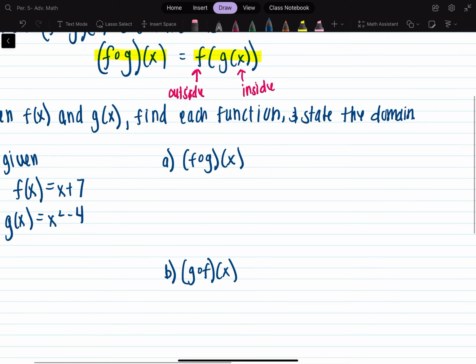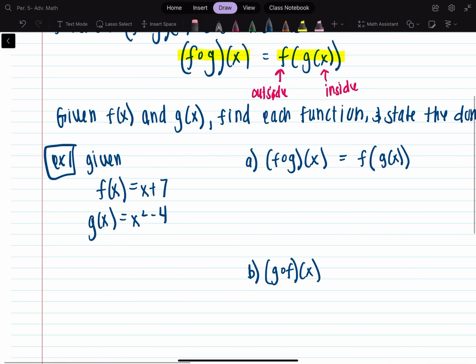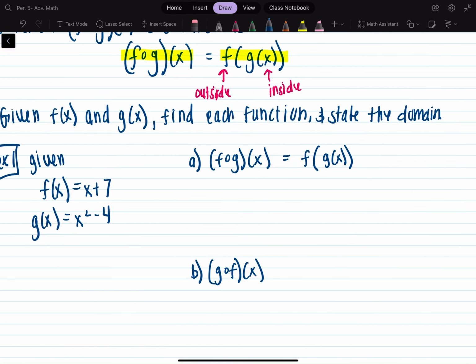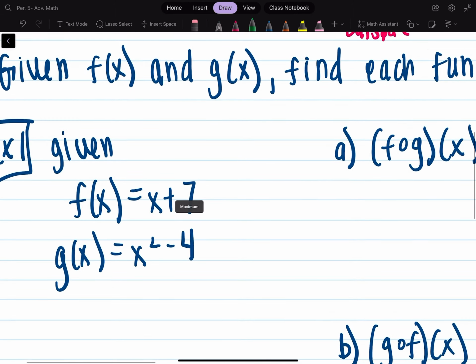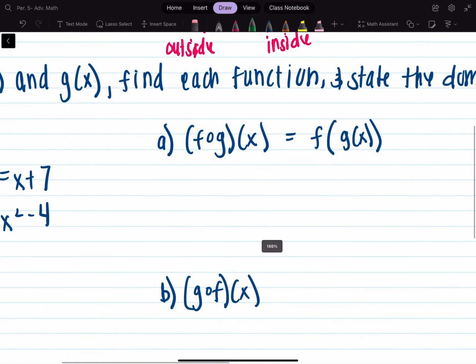Again, by definition, f of g of x is equal to the function f, and then we're going to take the function g of x and just substitute it in for x. So rather than writing only the input x, we're going to substitute g of x. It's going to look like this. Our f of x function is this one right here, x plus 7.